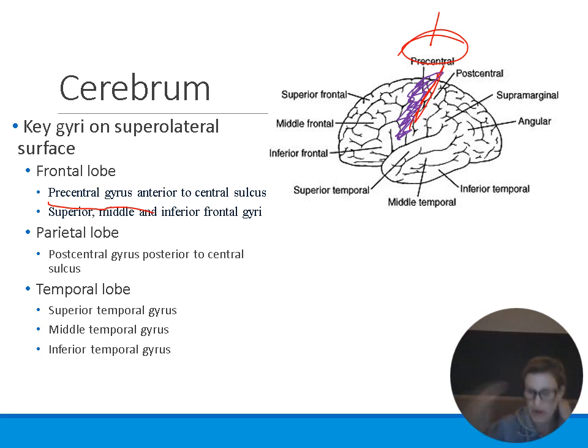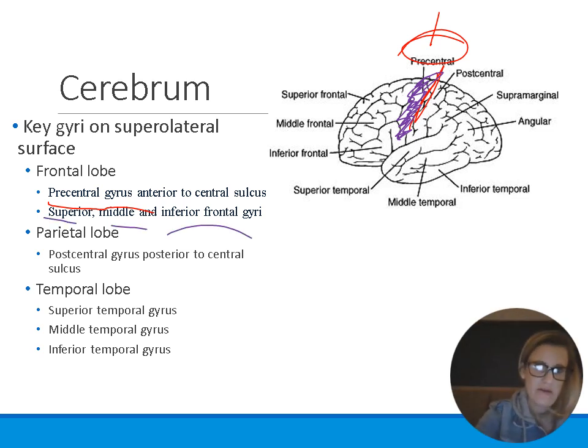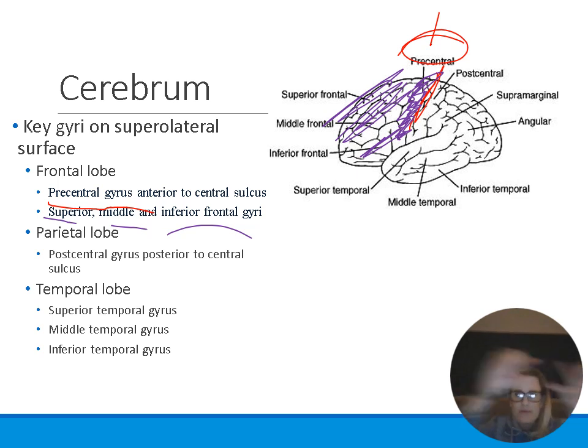The other frontal gyri in front of that are going in the other direction, from the top to the bottom. We have our superior, middle, and inferior frontal gyri. So superior, middle, and inferior frontal gyri. They're just between the superior and inferior sulci or grooves.